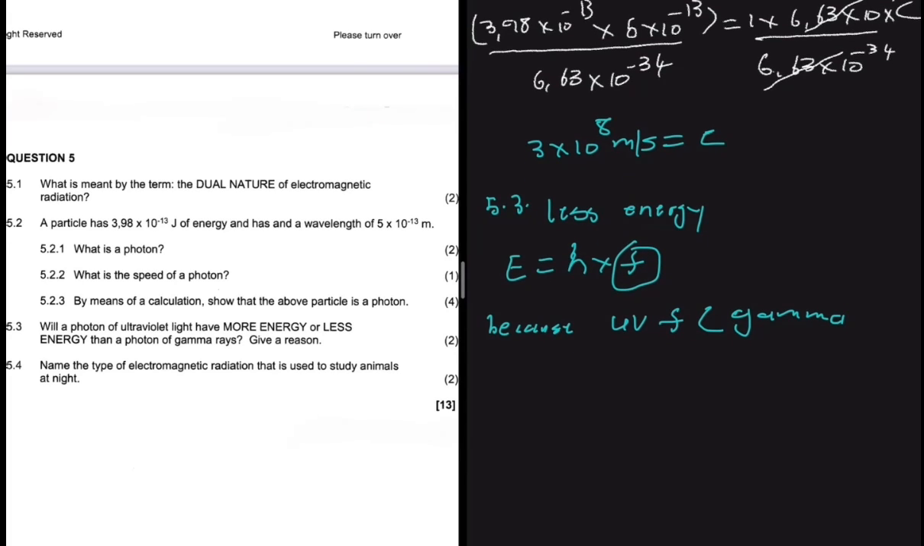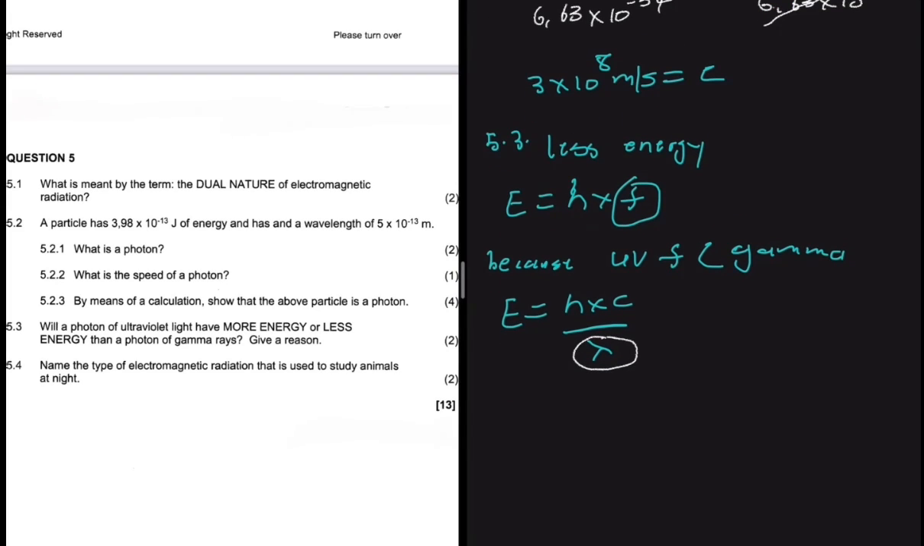Or you can even go ahead and talk about the wavelength, because we know that energy is equal to H multiplied by C divided by wavelength. This might be a bit confusing for a few, but bear with me here, right? You can say that ultraviolet light has less energy because it has a higher wavelength, right, compared to gamma rays, because energy and wavelength are inversely proportional to each other. When wavelength increases, energy decreases, right?